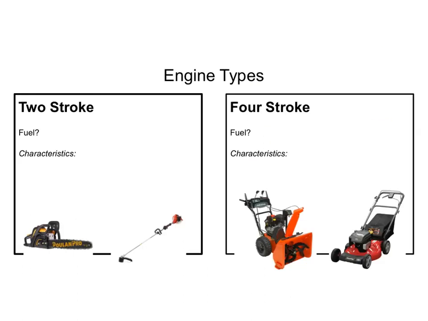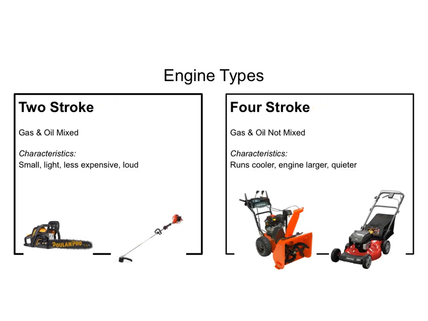So there's a couple different engine types. We have what are called two-stroke engines and four-stroke engines. Do you know some of the differences between the two? Two-stroke engines have a gas and oil mix. You might have a small can inside your shed with a fuel oil mix. Two-stroke engines are usually a lot smaller. In this case, you have a weed whacker and a chainsaw. They're usually pretty light, and they're usually less expensive. Their negative is that they are super, super loud. So make sure you wear earplugs.